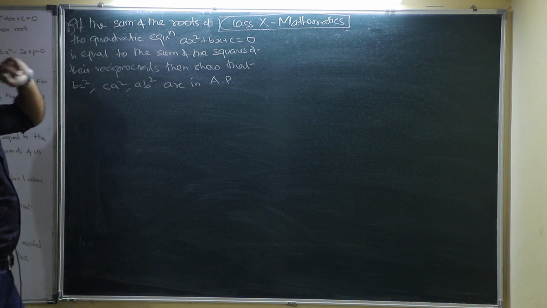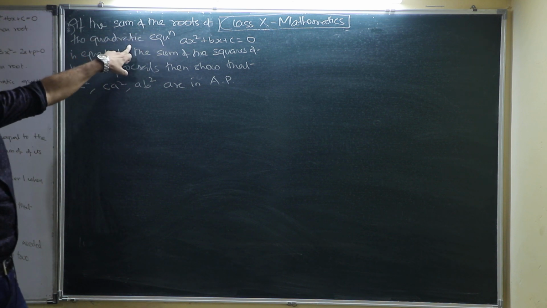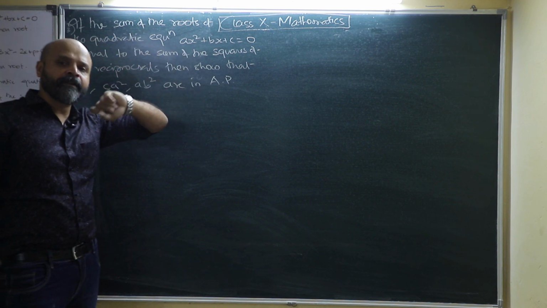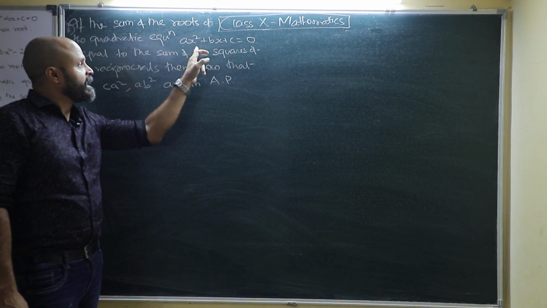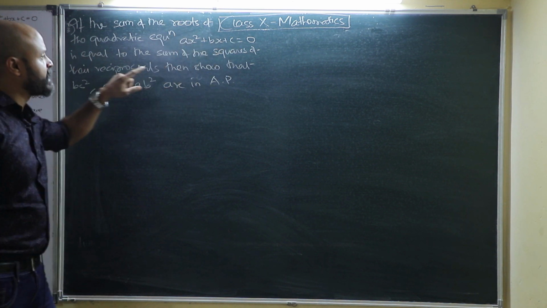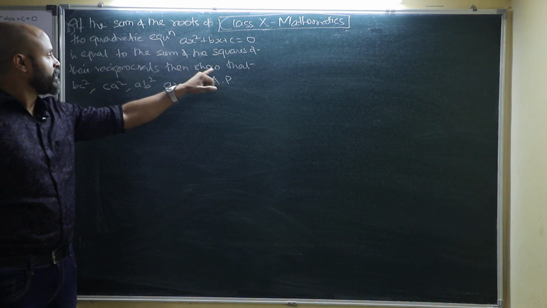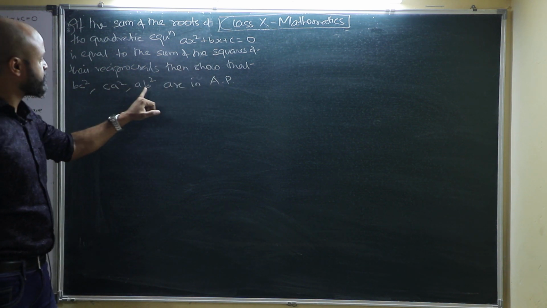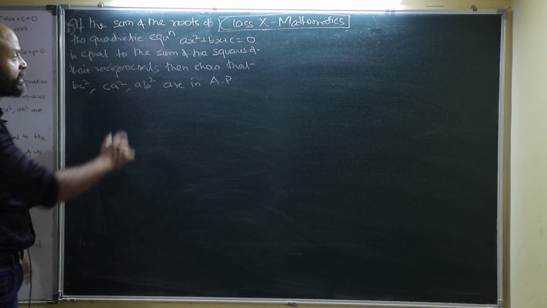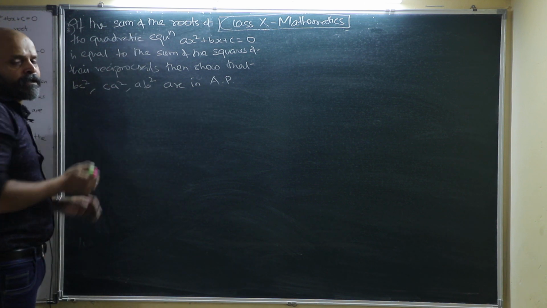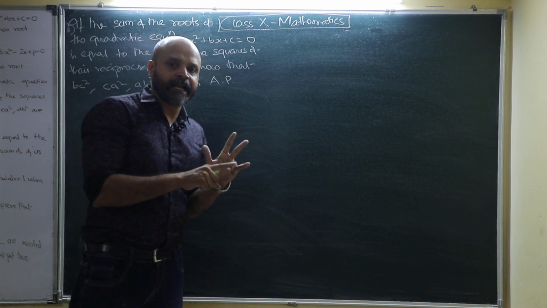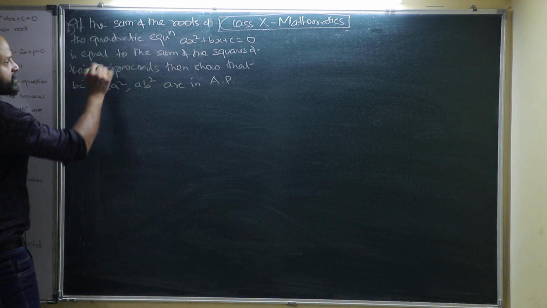Okay, just look at this question. If the sum of the roots of the quadratic equation, we know that for every quadratic equation there are going to be two roots. Ax square plus bx plus c will obviously have two roots, is equal to the sum of the squares of their reciprocals. Then show that bc square, ca square and ab square are in AP. So you see that we are going to involve the concepts of both quadratic equation and AP in this. So let's quickly check this out.